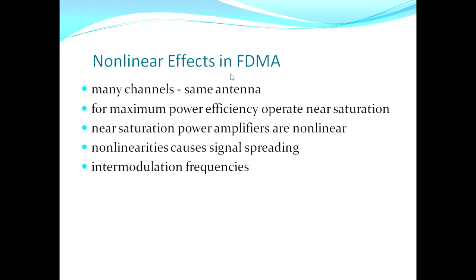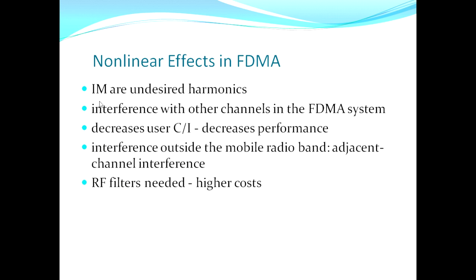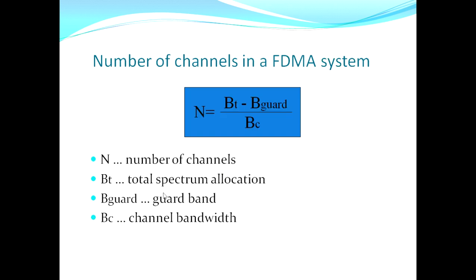And here, what about the nonlinear effect of FDMA? Many channels use the same antenna for maximum power efficiency, operating at near saturation. So the near saturation power amplifiers are non-linear. This non-linearity causes signal spreading, which will lead to intermodulation. Intermodulation produces undesired harmonics, which act as interference with the other channels in the FDMA system. In order to reduce the interferences, we have to improve the C by I, that is channel capacity by interference, right? And this is done by using RF filters, which need higher cost.